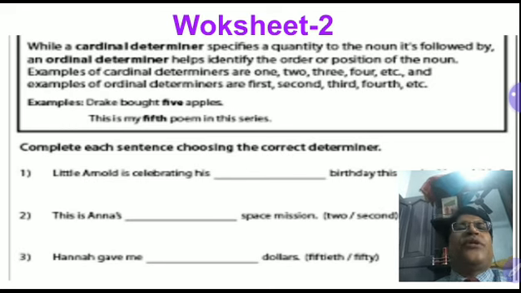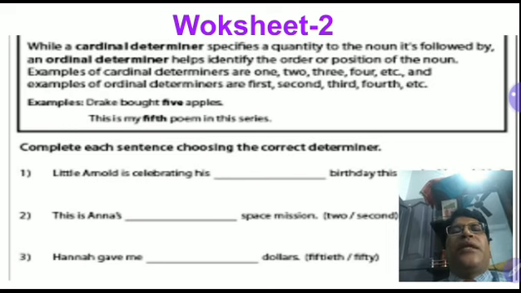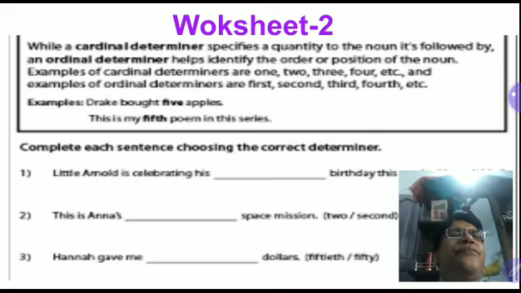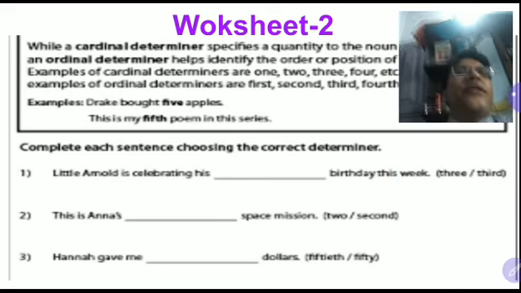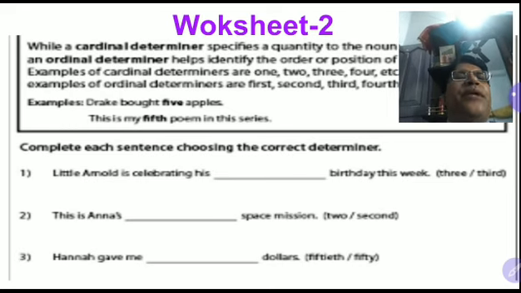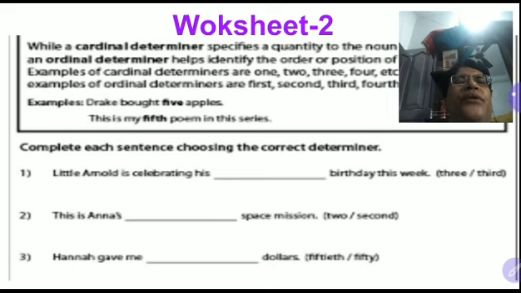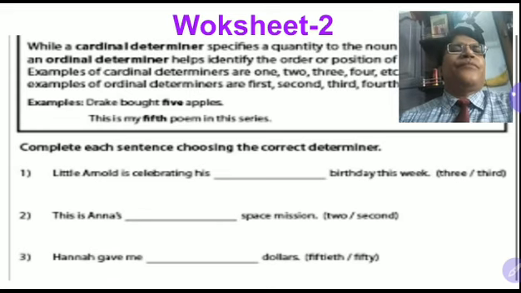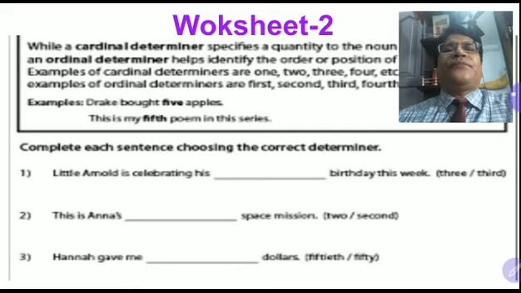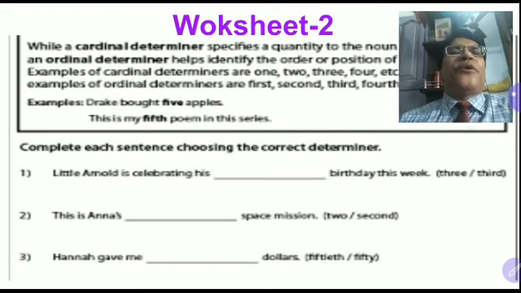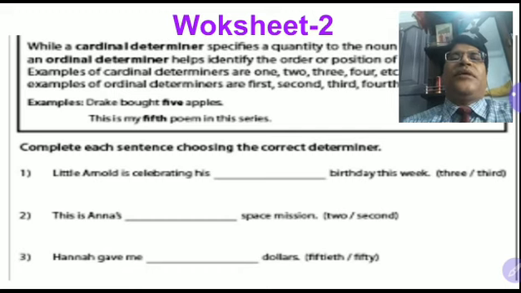Complete each sentence choosing the correct determiner. Number 1. Little Arnold is celebrating his birthday. Now which birthday you have to look at here. Little Arnold is celebrating his 3rd birthday this week. Now second, this is Anaj's space mission. Here again, second space mission. Here you can't use another option. You can't write Anaj 2 space mission. You have to write this is Anaj's 2nd space mission.